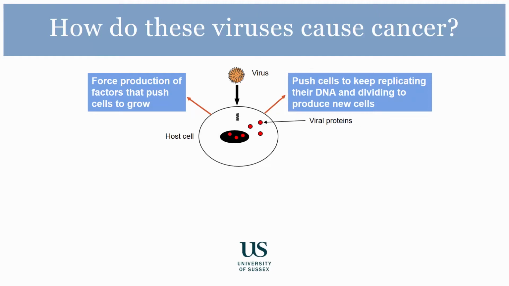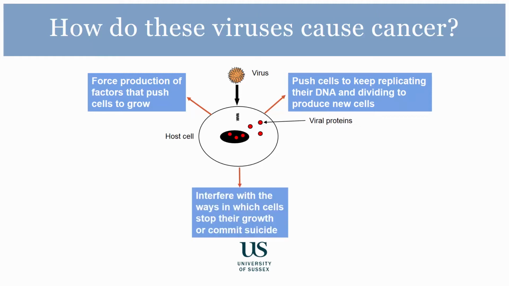So this is the nucleus of the cell that contains all of the cell's genetic material. This needs to be reproduced in order to be divided into daughter cells when new cells are produced. And viruses can push cells to keep replicating their DNA and producing more daughter cells at a higher rate or in an uncontrolled way compared to how this cell would behave normally if it wasn't infected with a virus. But what they can also do is something that people find quite surprising.